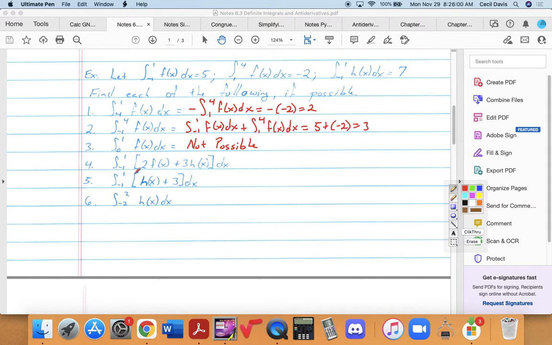All right, so how about this one? The integral from negative 1 to 1 of 2f of x plus 3h of x. Well, that's going to be 2 times the integral from negative 1 to 1 of f of x dx plus 3 times the integral from negative 1 to 1 of h of x dx. So it's 2 times 5 plus 3 times 7, which is indeed 31.